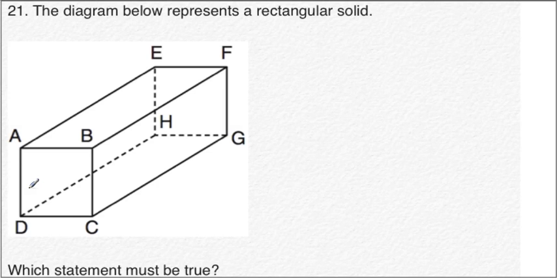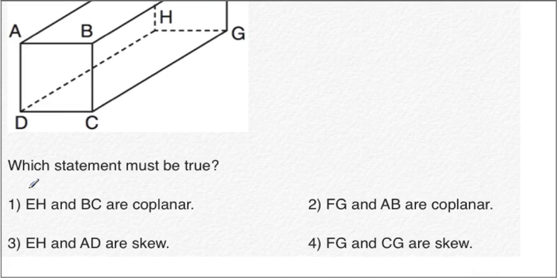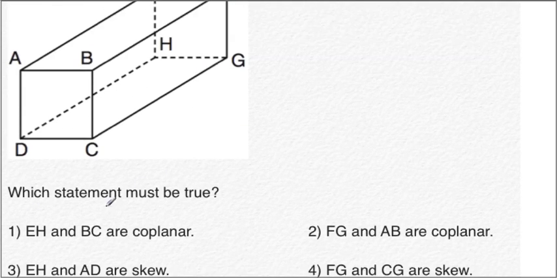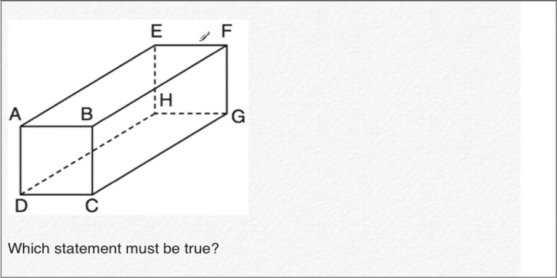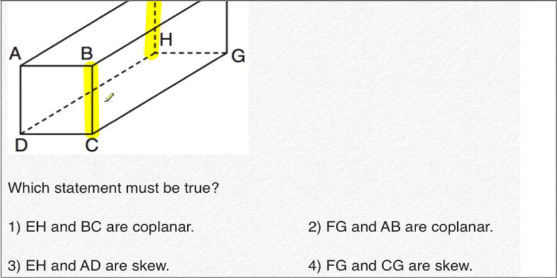All right, we have a rectangular solid given here. What do you realize? EH and BC are called coplanar. EH is right over here. BC is right over here. In fact, they are coplanar because those two line segments are parallel to each other. So our answer is choice 1.